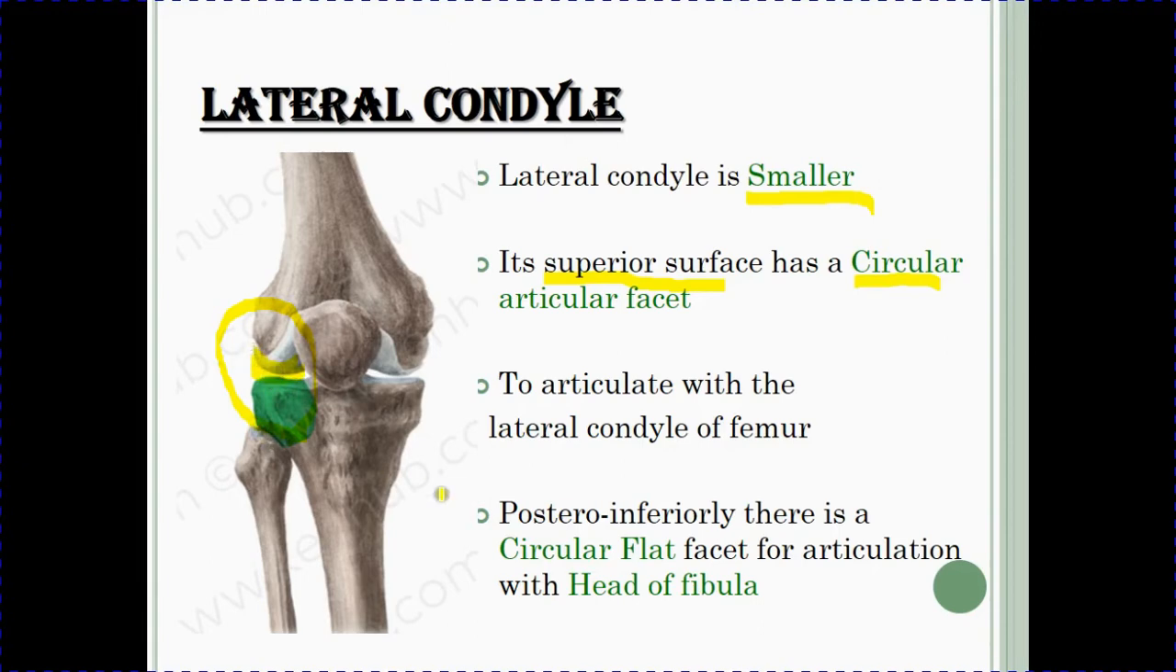On the lateral condyle, posteriorly and inferiorly, there is a circular facet for articulation with the head of the fibula. So actually the lateral condyle has two facets for articulation, one with the lateral condyle of the femur and another with the upper end of the head of the fibula. It forms the superior tibio-fibular joint. This is the superior tibio-fibular joint formed between the lateral condyle of the tibia and the head of the fibula.